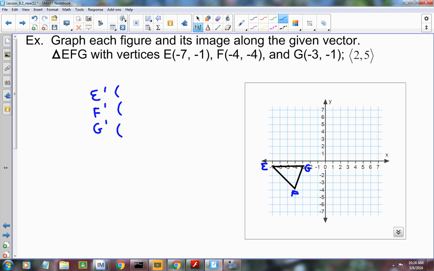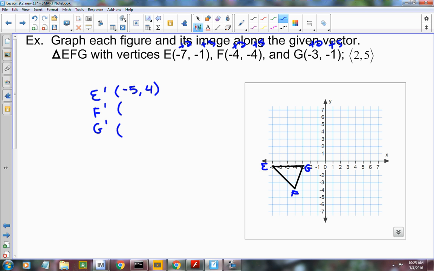Add 2 to the x and add 5 to the y, right? Plus 2, plus 5, plus 2, plus 5. Okay, so my E prime is going to be what? Negative 5 and 4, right? Negative 1 plus 5 is 4.